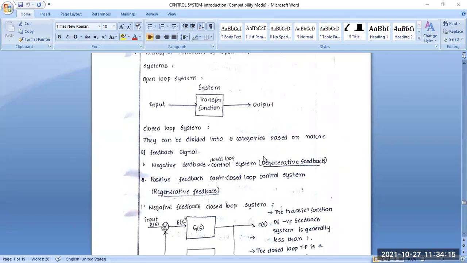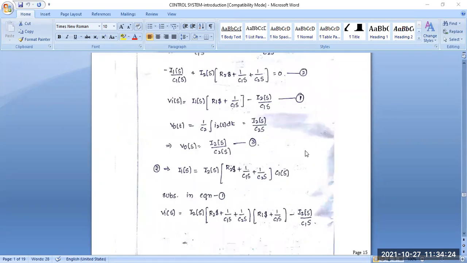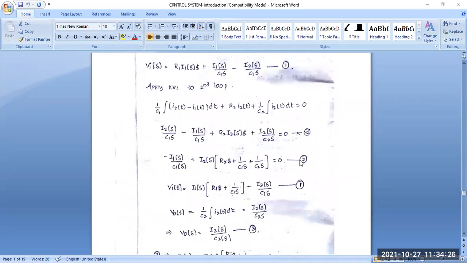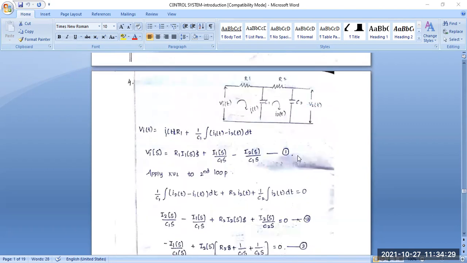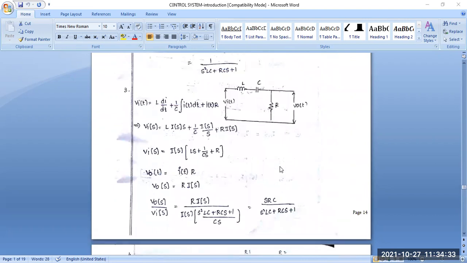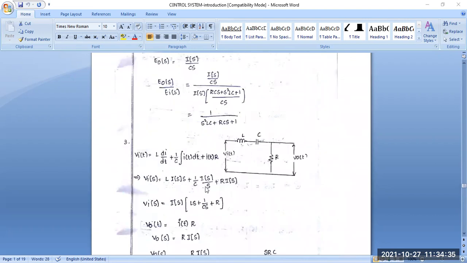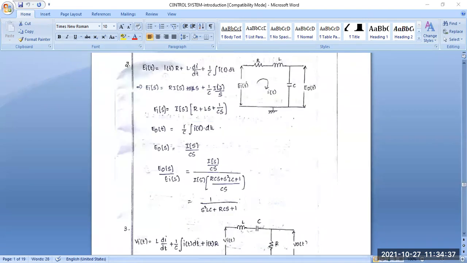So we have discussed in last classes, in control system, different types of mathematical modeling of different types of network circuits. I think all of you have seen this carefully because I uploaded these class notes in your Google Classroom. So please read them carefully. There are different types of examples we have discussed in last classes.